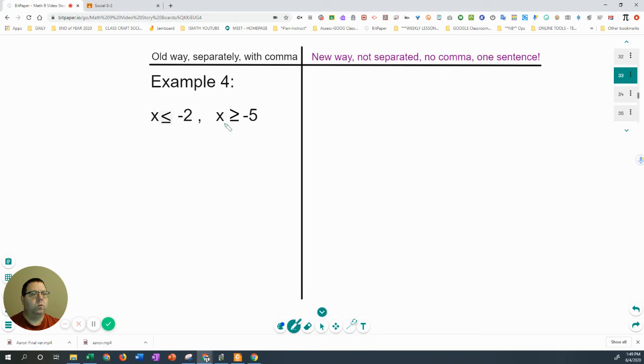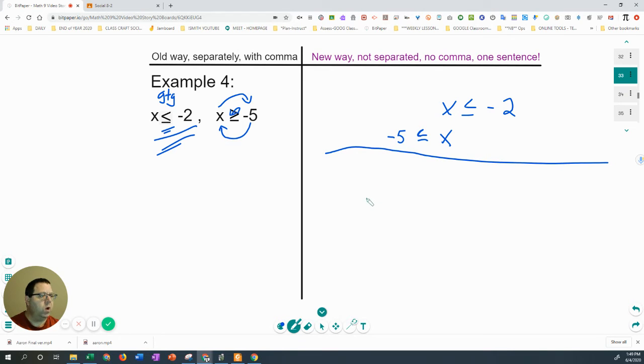Okay, one more example. I think this is the last one, and then I'll show you the graph. So this is already written with less than, so this is good to go. So over here, x is less than or equal to negative 2. Now I'm going to do my little switcheroo, flipperoo, swapperoo, whatever you want to do. And we're going to write negative 5. Instead of x being greater than or equal to negative 5, now we've got negative 5 is less than or equal to, and now we're going to make one sentence.